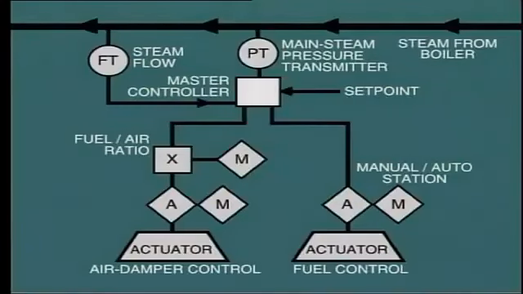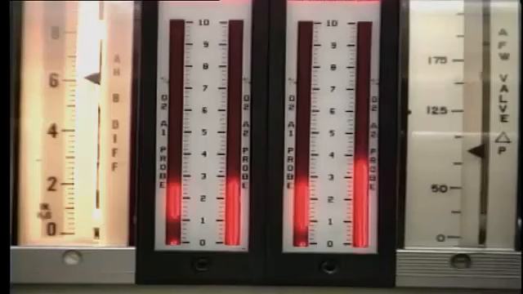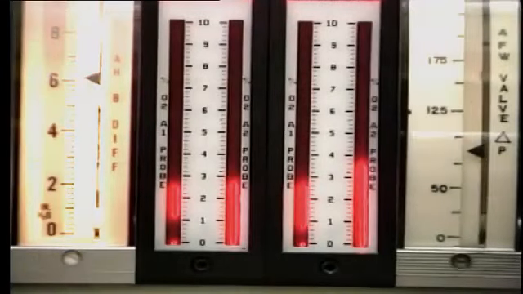A further improvement of the system may be obtained by connecting the oxygen analyzer signal to automatically adjust the fuel-air ratio. This acts as a trimming device to precisely control the combustion air and bring the excess oxygen in the flue gas to the desired set point.